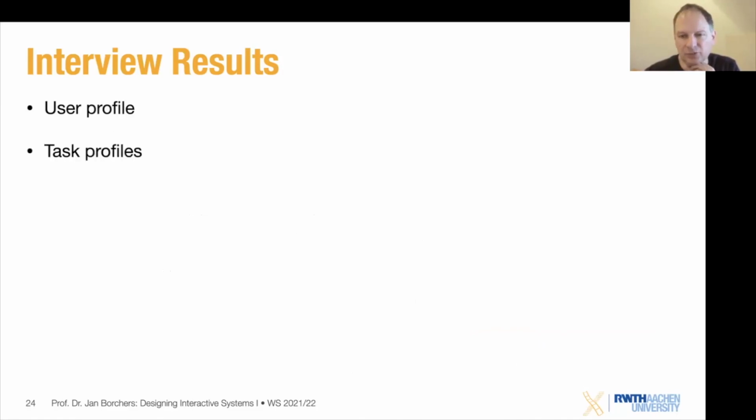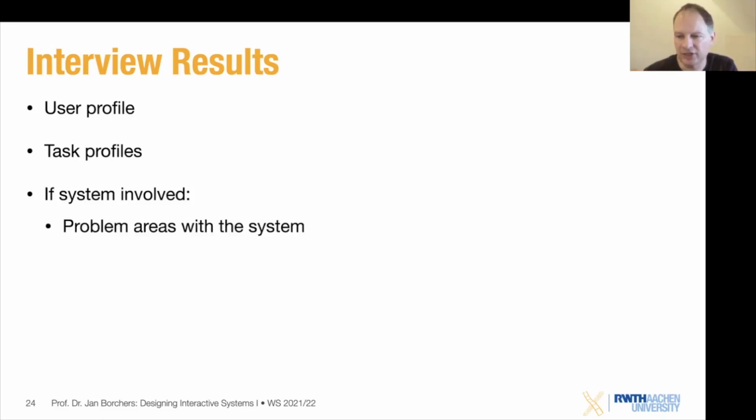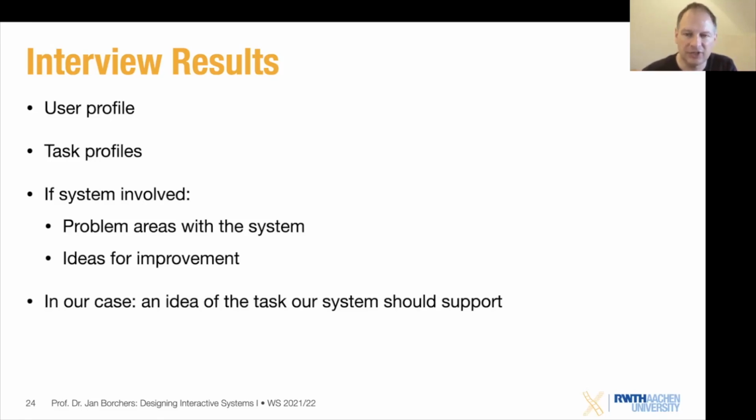And this will also hopefully give you a profile of the task that people are doing with that. And if there is already a system involved, you will hopefully be able to identify current problems with it, ideas for improving it. And in our case, when we run these interviews in starting your projects, you will hopefully get an idea of how the task that you are doing or that you want to support with your system is carried out today.